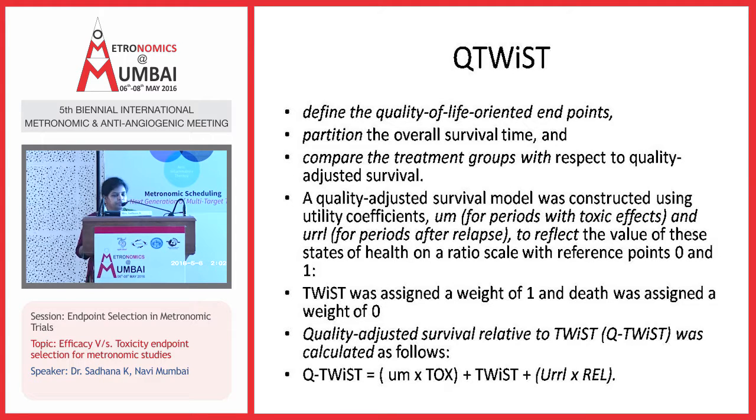If you look at Q-TWiST, the steps are: you define the quality of life oriented endpoints, partition the overall survival time, and compare the treatment groups with respect to the quality-adjusted survival. A quality-adjusted survival model is constructed using utility coefficients for the time period with toxic effects, and also to reflect the states of health by giving a weightage between 0 and 1. Then we calculate the TWiST, we assign a weightage of 1, and for death we assign a weightage of 0, and this formula is used to calculate the Q-TWiST.